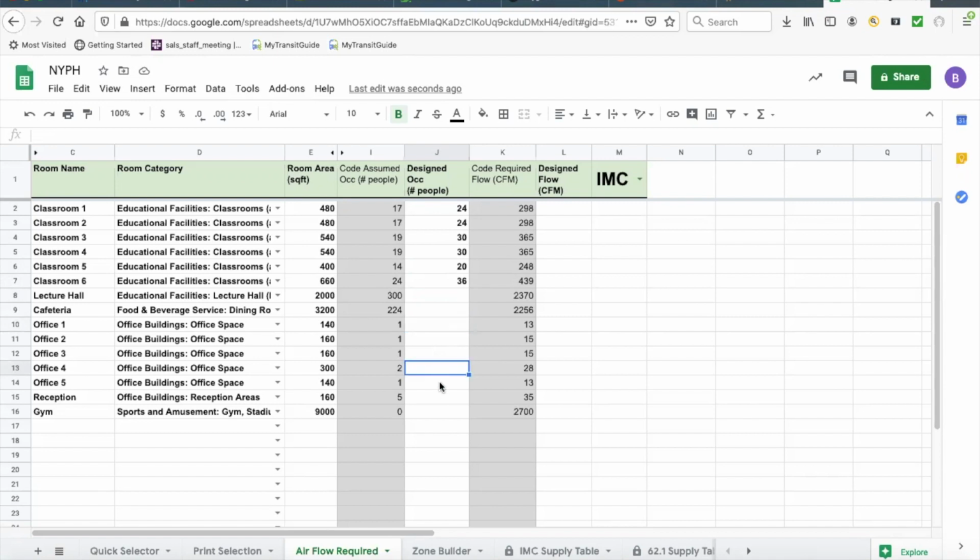Offices, pretty much that's typical, designed for one person. I could put in 2 just to, in the reception area, I should put in 6. And then the gym is on a default number based on the volume, or excuse me, the square footage. So I can go through very easily, figure out what my ventilation rates are going to be in all of those spaces.